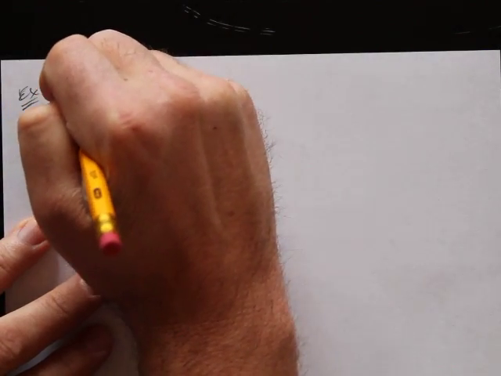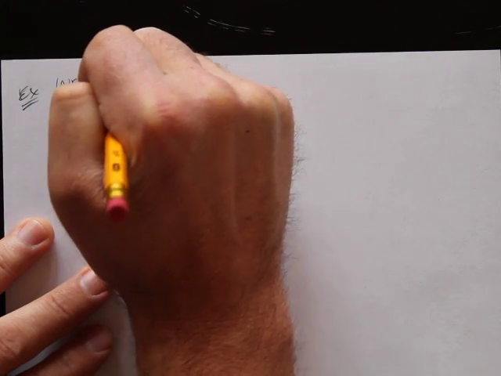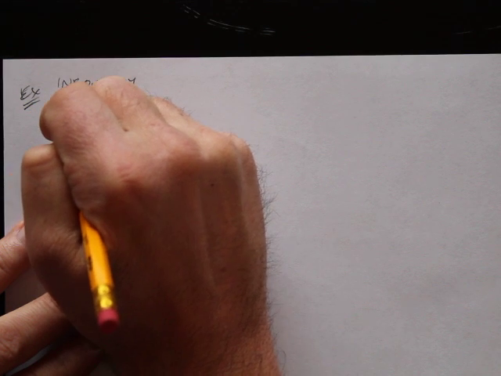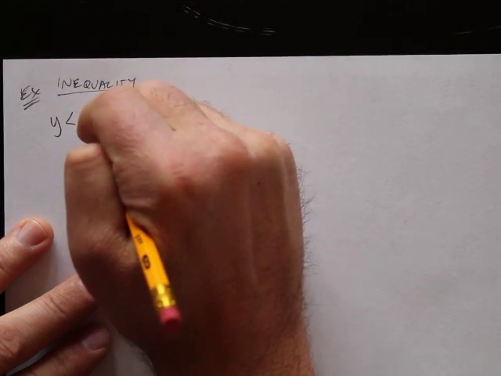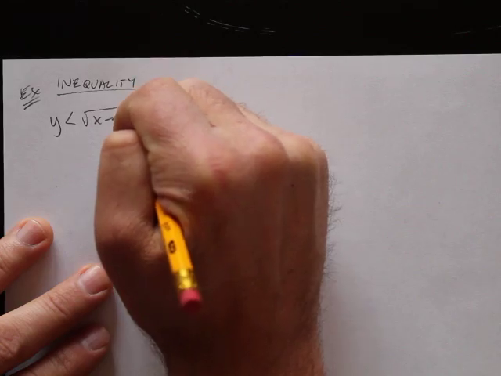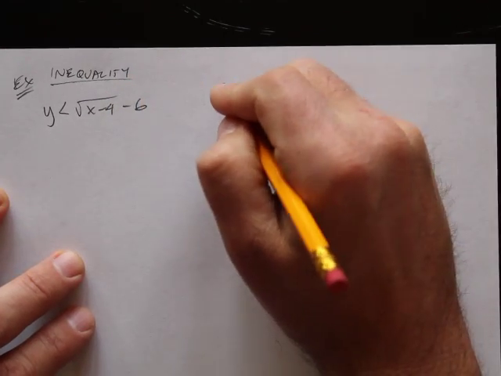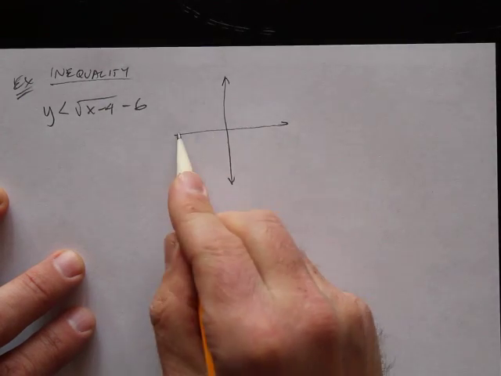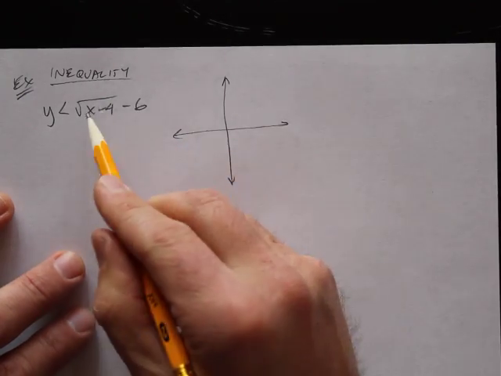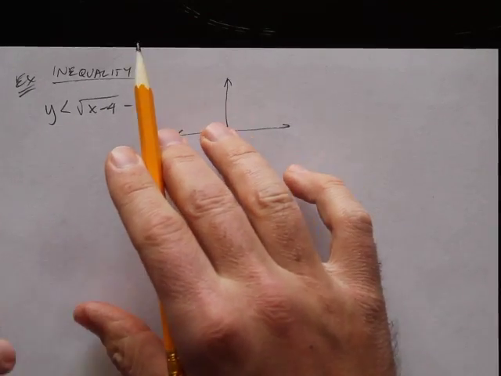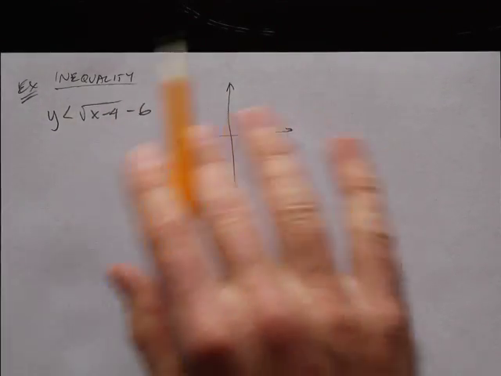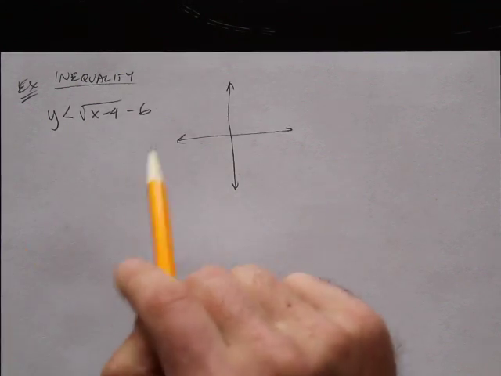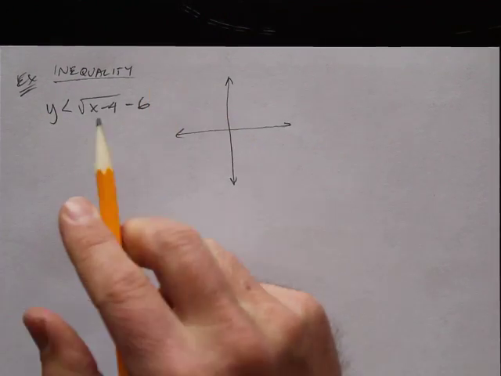And this is an inequality. Okay, no problem, inequality. y is less than the square root of x minus 4, minus 6. So let's just graph this inequality. And we're just going to do this one together. If you want to graph the function, pause and graph the function, and then I'll show you how to do the inequality part, that'd be awesome. Otherwise, I'm just going to keep moving.